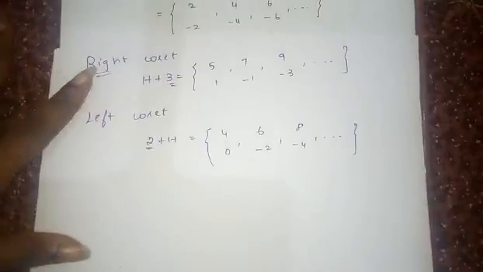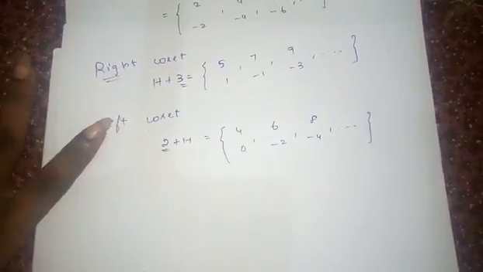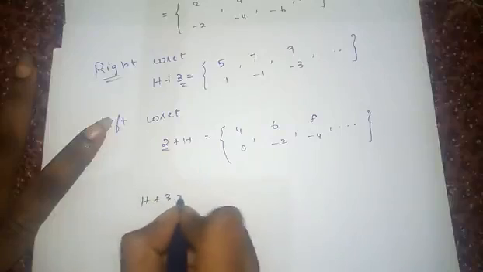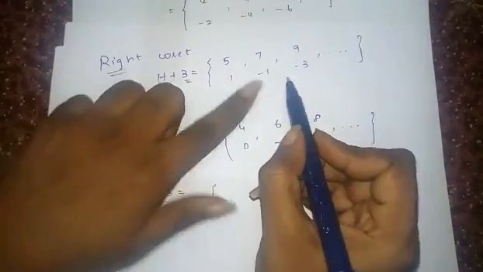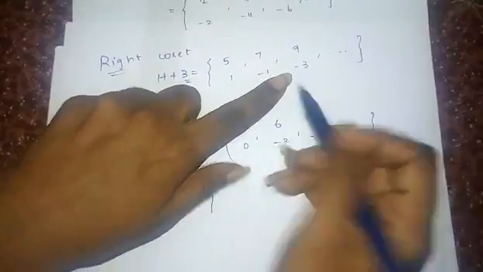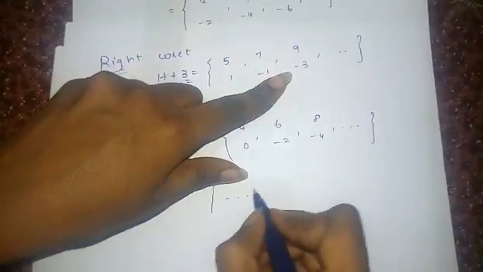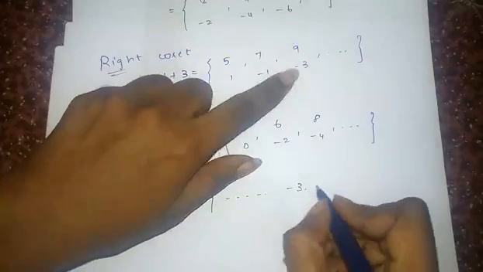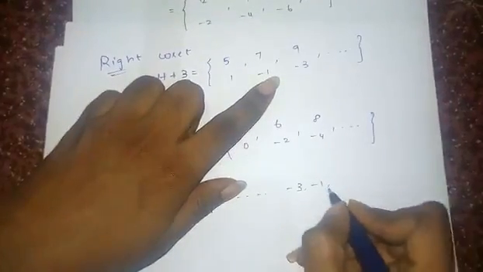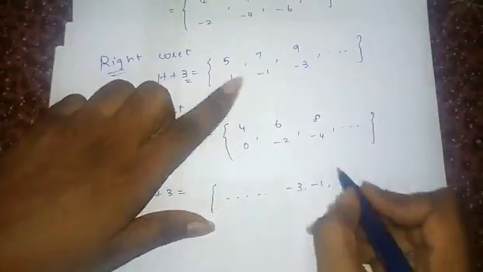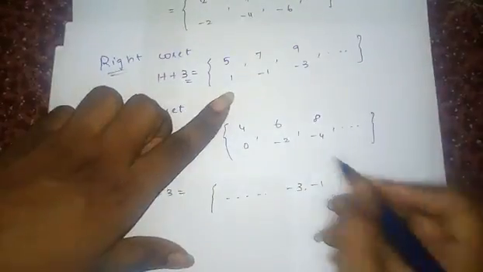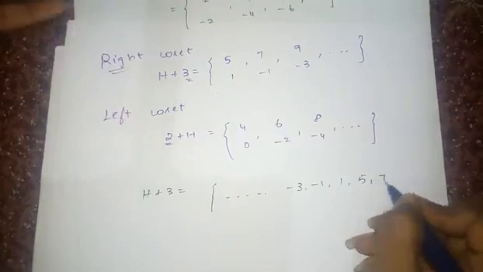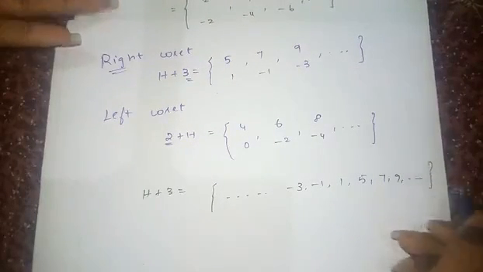You can write these two, the right and left coset, as follows. I can write H plus 3 to be, taking from the negative side, minus 7, minus 5, minus 3, minus 1, 1, 5, 7, 9, and it goes on.